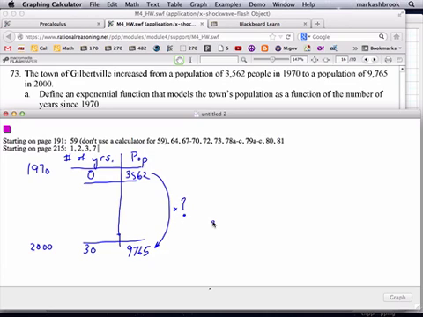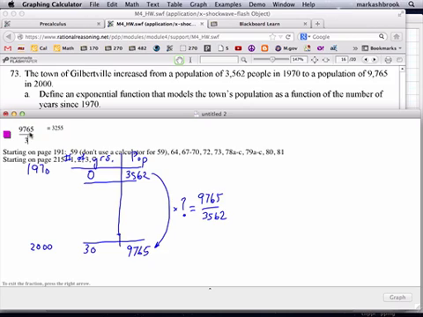We're asking what number would you multiply that 3562 by to get 9765? How would you find it? The ratio, right? So 9765 over 3562. That ratio would be what you would need to multiply this population by to get that population. I get 2.741.